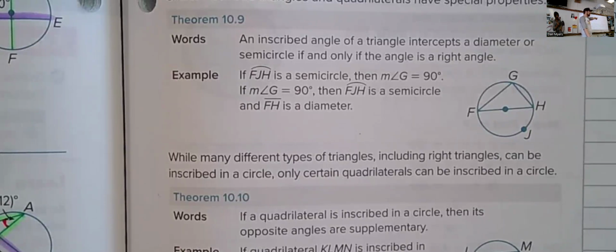FJH is a 180-degree arc. FDH. Oh, good question. I think I understand your question now. If you were to draw a triangle that used the same diameter, and then you went to here, would that also be a right triangle? Yes. J would be 90 degrees if you did it that way, for sure.